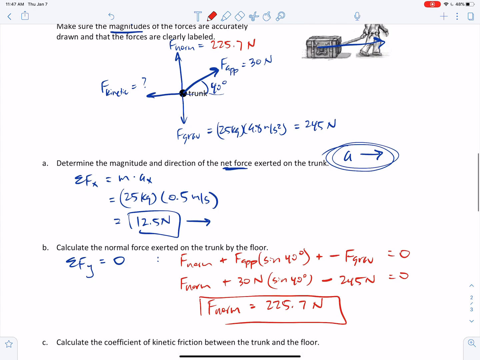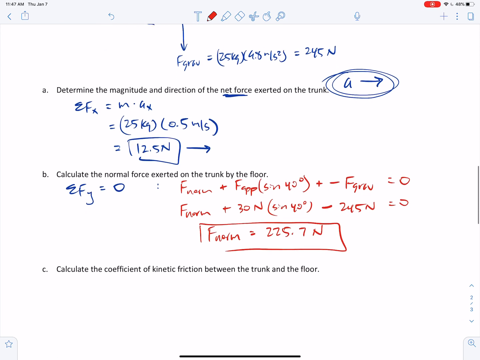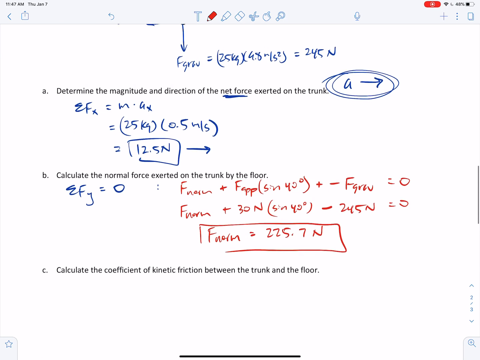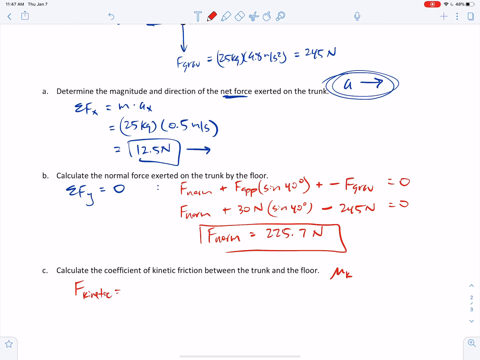Okay, let's keep going. Next question: calculate the coefficient of kinetic friction between the trunk and the floor. Before I can calculate the coefficient of kinetic friction, by the way, that's usually written this way, the Greek letter mu with a little k after it, it's going to be more useful for me to find out what the force of kinetic friction is. And once I have that, I can get the coefficient.